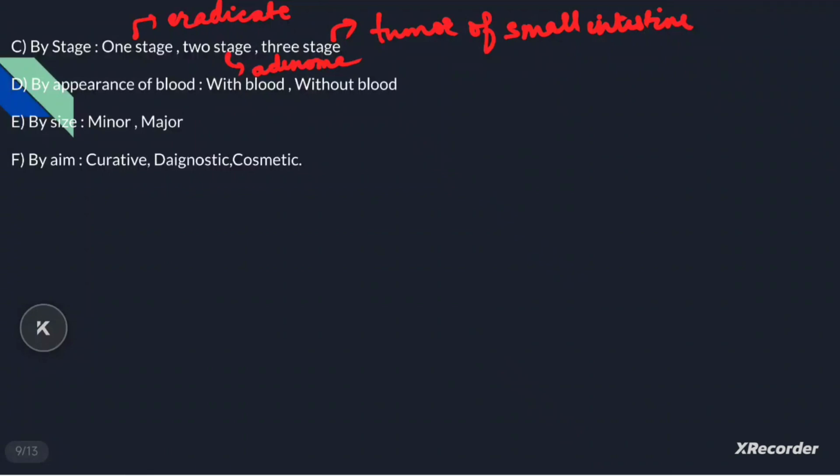Now second is appearance of blood. The operation is with blood or without blood. This operation involves cutting of the tissue. Now with blood, obviously the tissue is damaged, cutting of the tissue.